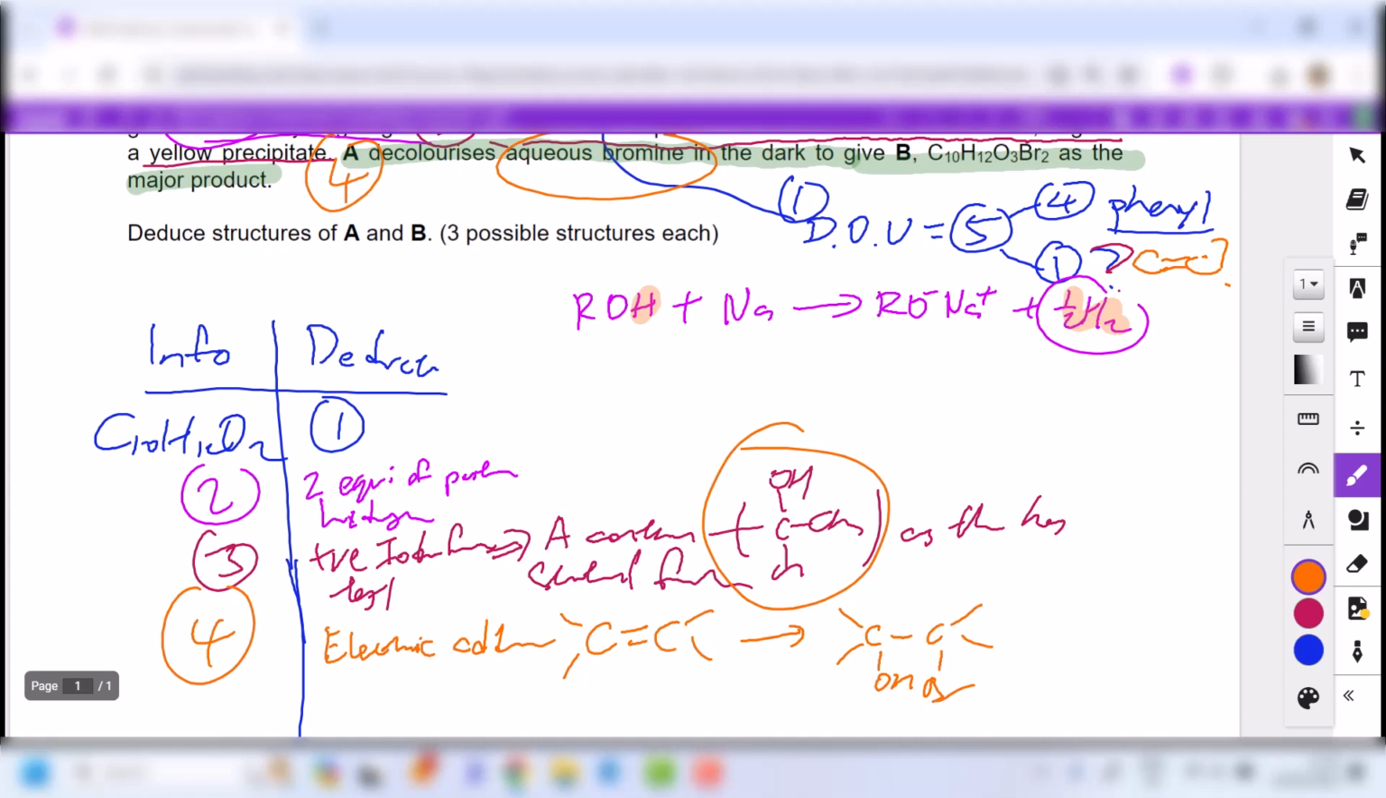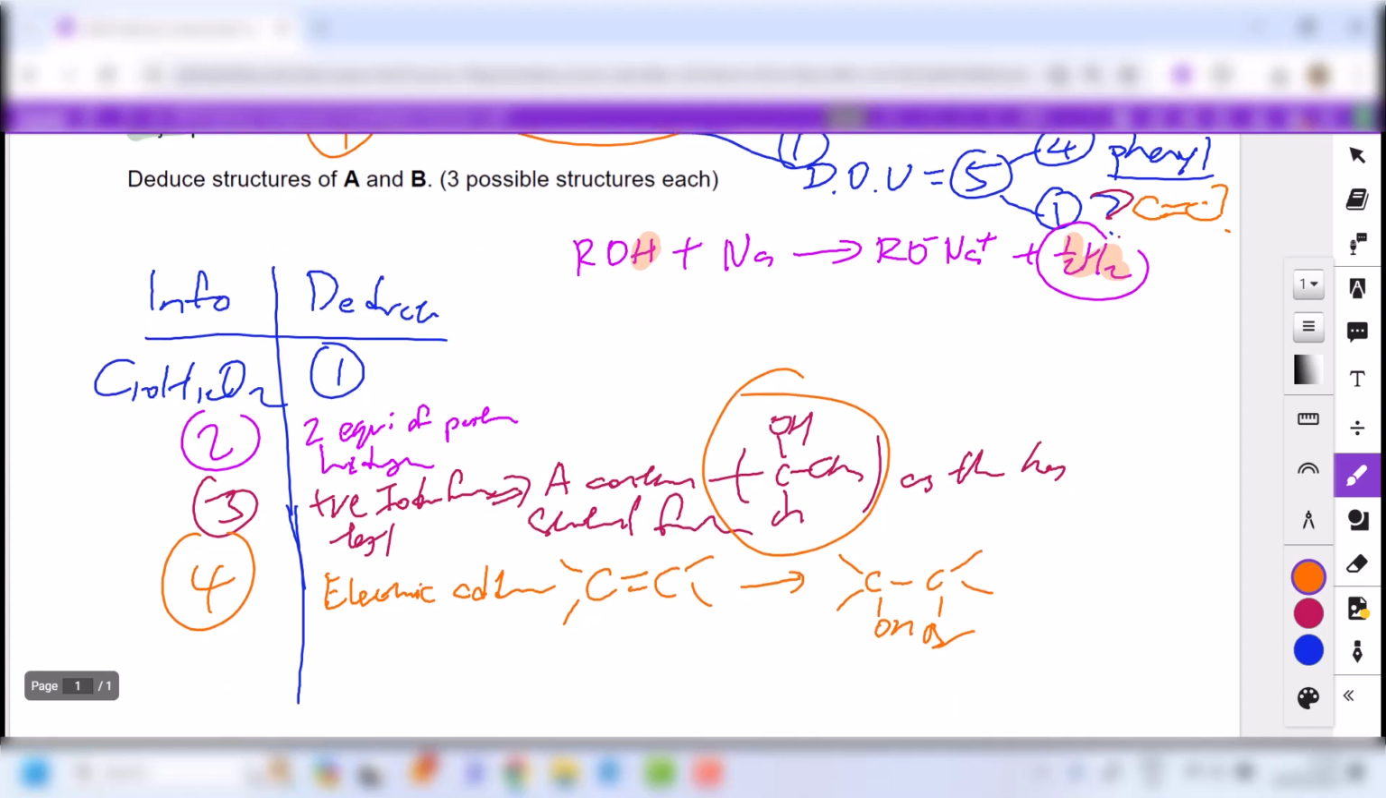So I'm going to get a bromohydrin. Am I right to say that? Yeah. So based on this fact alone, we're going to work it one by one. We're not going to put everything together, because putting everything together can be really confusing. So we're going to work one by one.